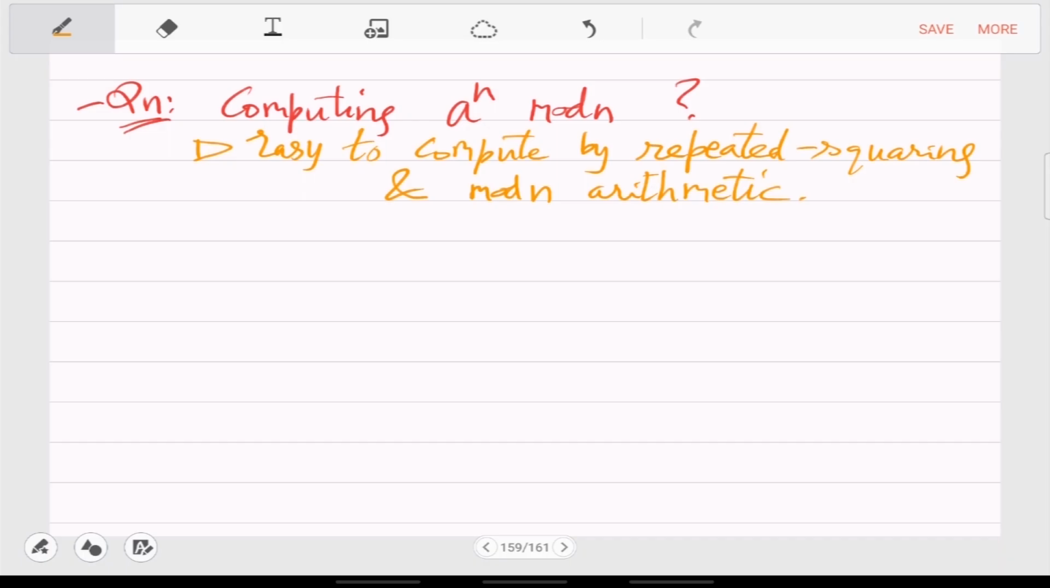Okay, so let us finish the linear equation part. We did not get to the final conclusion. What is the solution for Ax congruent to B mod n?